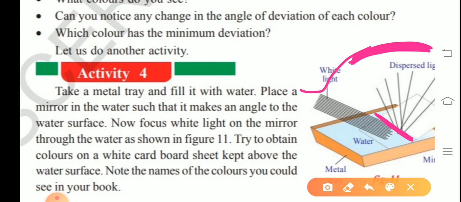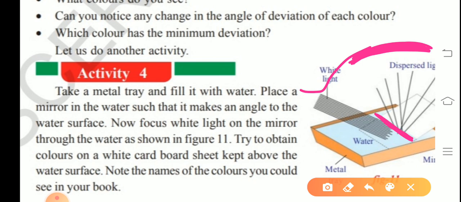If you have any doubt, take a metal tray, fill it with water, and place a rectangular plane mirror as shown in the figure. Do this activity, children, it is a very important activity. This is nothing but the formation of an artificial rainbow. When white light splits into different colors, we can do it anywhere. Understand?